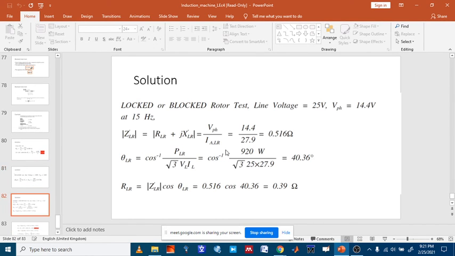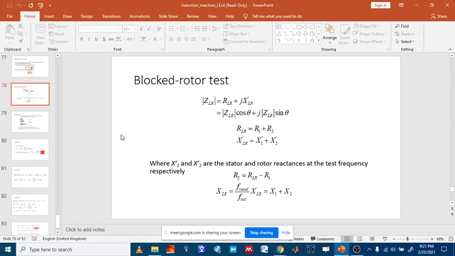So in terms of the lock rotor, the line voltage was given as 25 volts. The V phase is line, so you need the phase voltage, which is 14.4. The phase voltage is the same as the line voltage over root 3 at the test frequency. Therefore, you calculate Z prime LR, in terms of the lock rotor test.